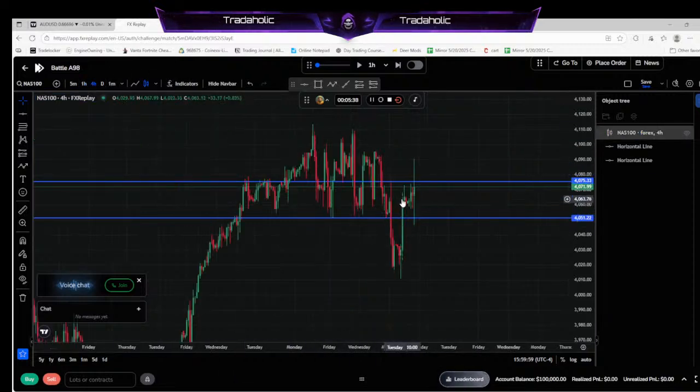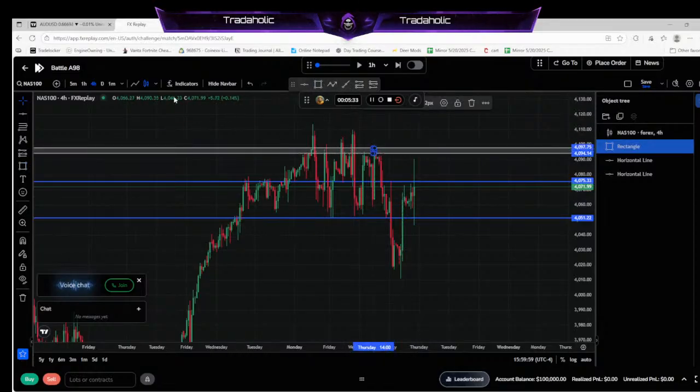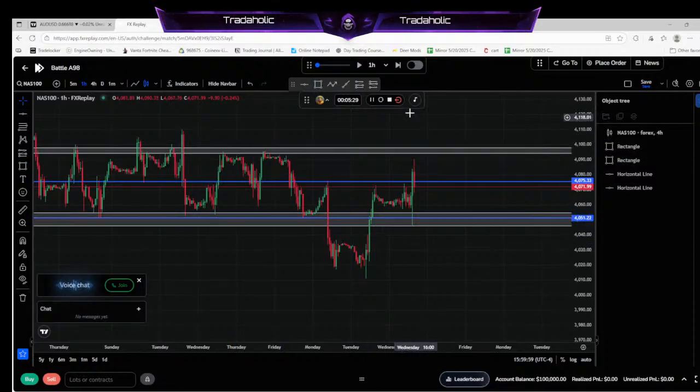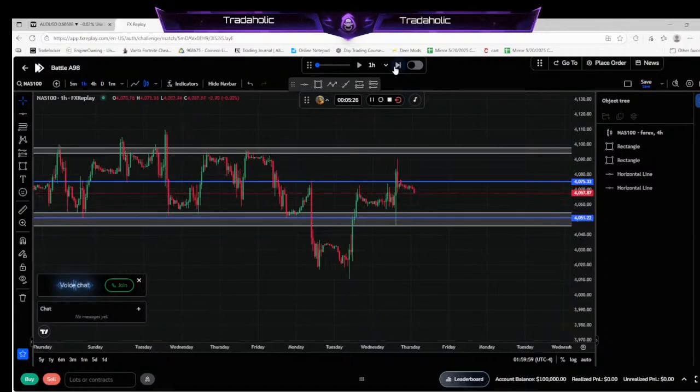So if the 4 hour goes bullish above this area, we can take some buys above here, maybe alongside the 1 hour. Or now the 1 hour goes bearish below here, and we take sells below here. Either one of those. Let's see what price does.